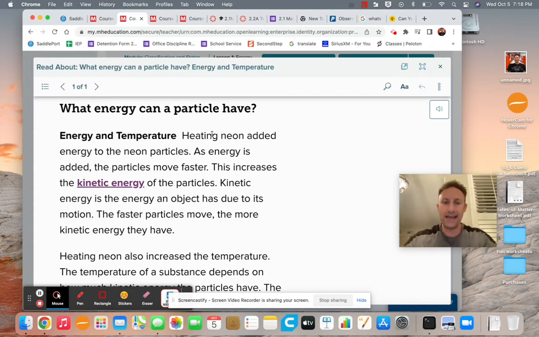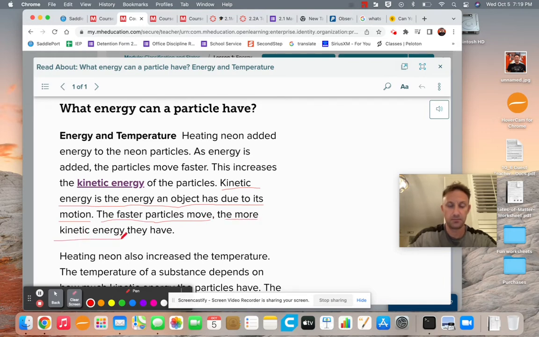This increases the kinetic energy. This is going to be a new word for you. You can see it's bold and underlined. Kinetic energy of the particles is the energy an object has due to its motion. The faster the particles move, the more kinetic energy it has. So with your pen or highlighter, kinetic energy is the energy an object has due to its motion. The faster the particles move, the more the kinetic energy. And so, yes, you can infer that if there's no motion, then there's no kinetic energy. All righty. Go and clear that screen and go back.